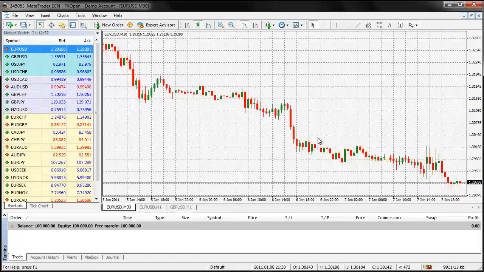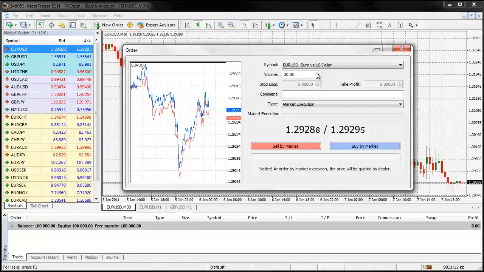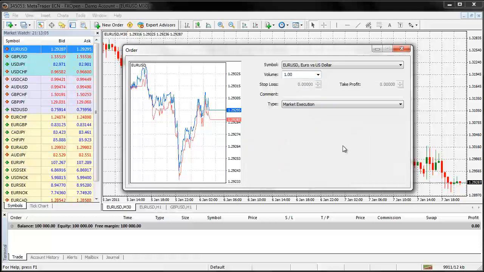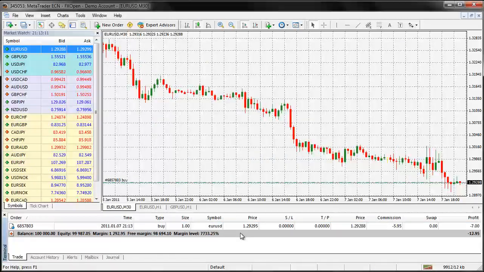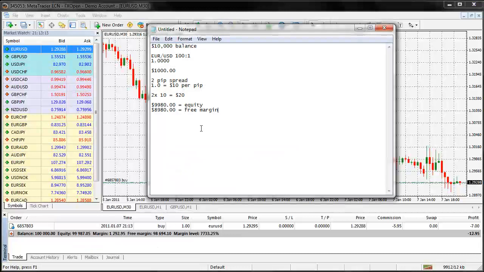All right, so we can go ahead. Let's say, for instance, that I felt that this trade was going to go up. So I'm going to put in one lot and just click on buy, for argument's sake. Okay, so we can now see these figures coming through true to what I'm trying to explain. We can see that there's a pip spread.